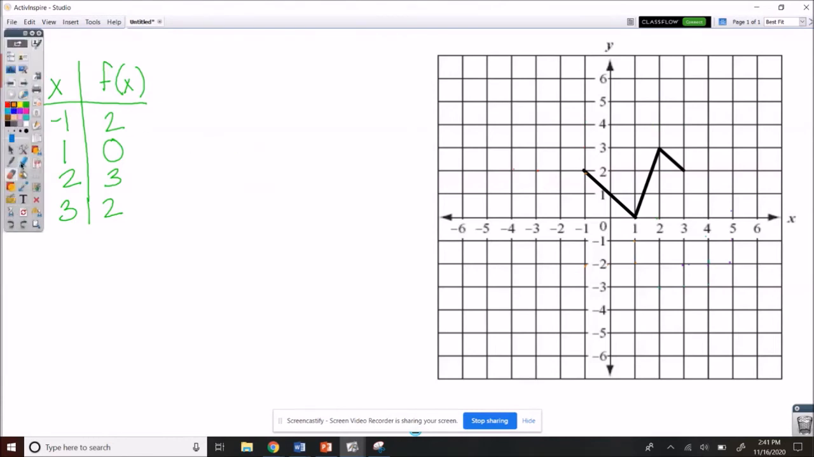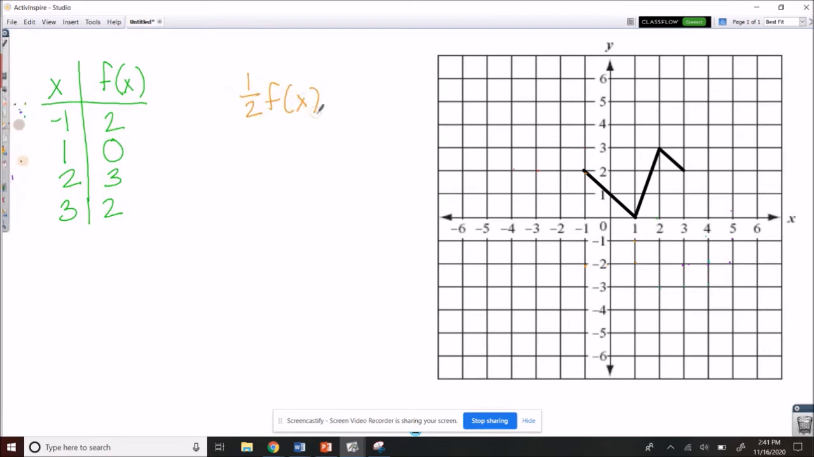Okay, and for our vertical compression, I am going to use a half just because most of these numbers are even, and that just makes it a little bit easier. So if I have half f of x, I'm just going to take all of those y values and divide them by 2. 0 divided by 2 is still 0. This is going to give me 1.5 and 1. So (-1, 1), (1, 0) stays the same, (2, 1.5), and then (3, 1). So here we go, and there's my vertical compression.